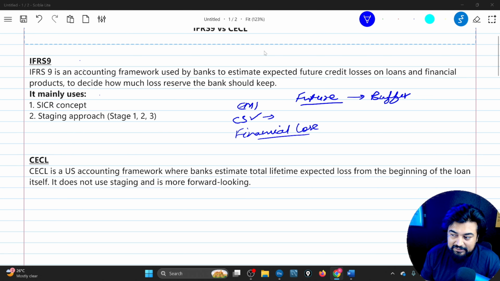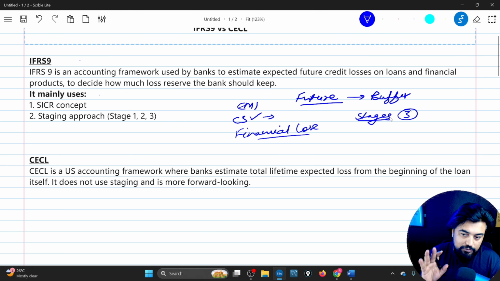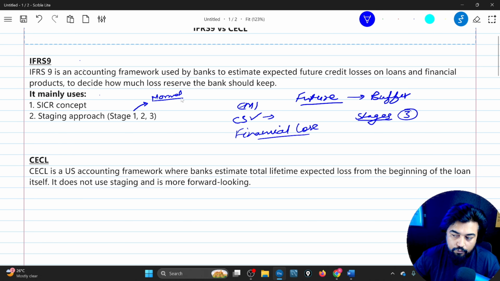Now, this staging concept also makes it different from CECL. When I talk about the stages, IFRS 9 has 3 stages. It always works on the 3 stages. Stage 1 talks about the customer being normal, because this is the very beginning of the loan and you consider that the customer behavior is very normal. Then stage 2 is where you identify that the risk of the customer is increasing.